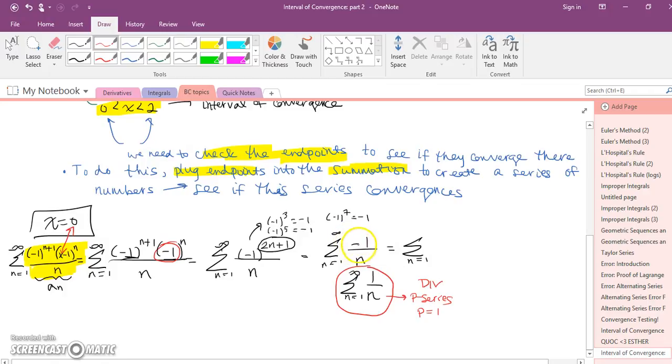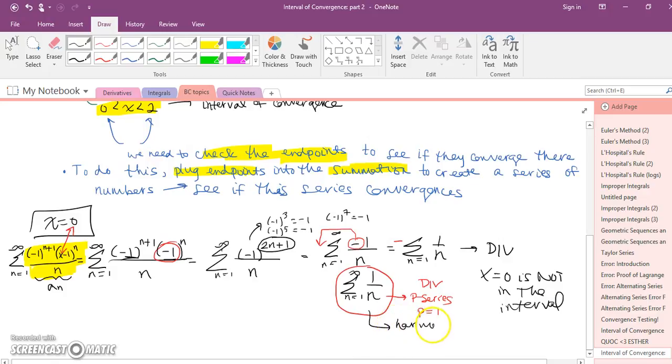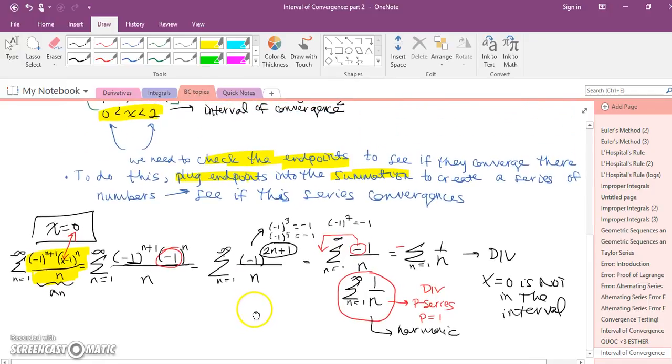So if you have a constant, you can actually pull it out of the summation, just like we could with an integral. So now I have that. I just have a divergent series, but with all negative values, so it's still going to diverge. So because it diverges, that means x equals 0 is not in the interval. And I meant to label this as harmonic. So you don't want to forget what harmonic is. Okay, so x equals 0 is not included.